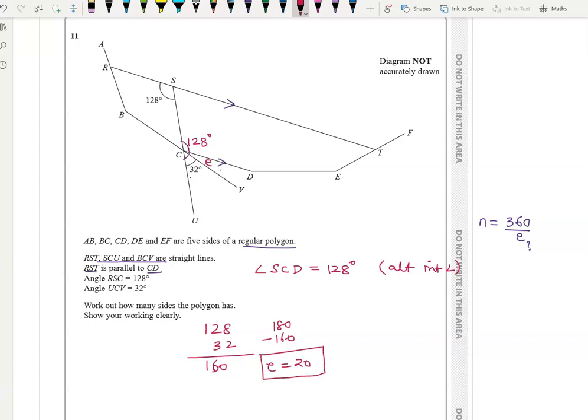Now the value of E is 20, so we can work out the number of sides. Number of sides is 360 divided by E, 360 divided by 20, so it will give you N is 18 sides. So the regular polygon has a total of 18 sides.